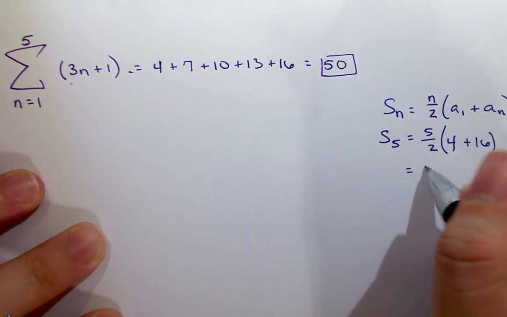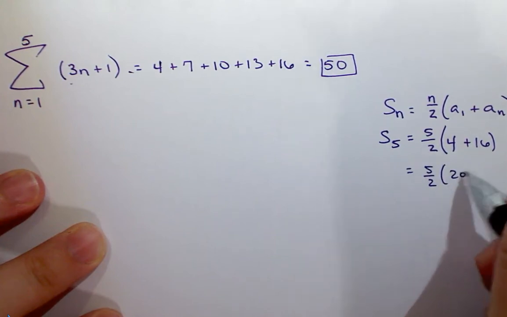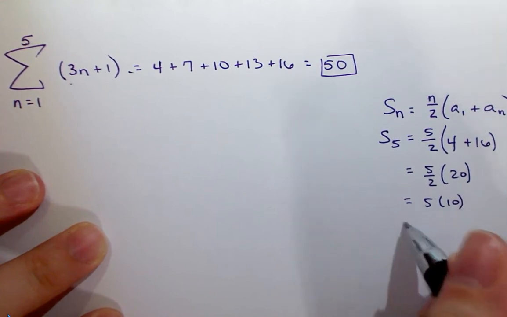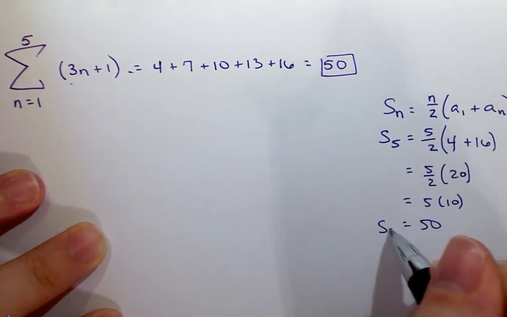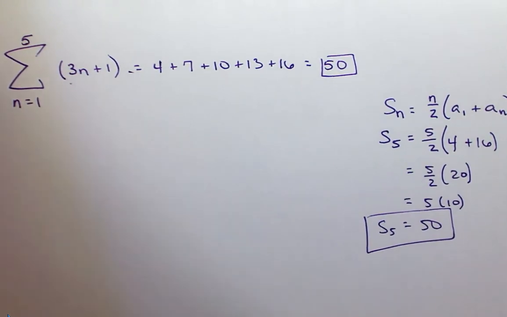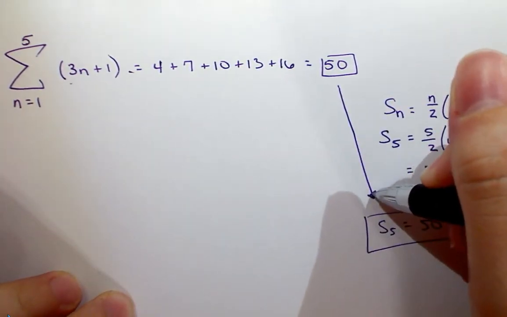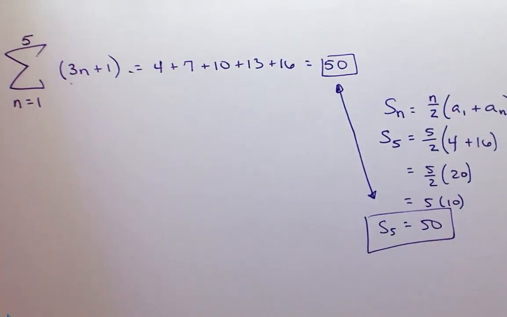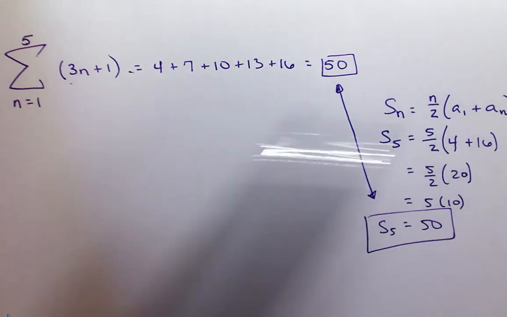So this would give us 5 halves times 20. So this would be 5 times 10, which is 50. So S sub 5 equals 50. Notice, same answer. Here I expanded it all out, which wasn't too tedious since there were only 5 terms. But if I was looking at maybe 20 or 30 terms, that could get very difficult very quickly, and we don't want to take up time. So this would be our formula that would come in handy.